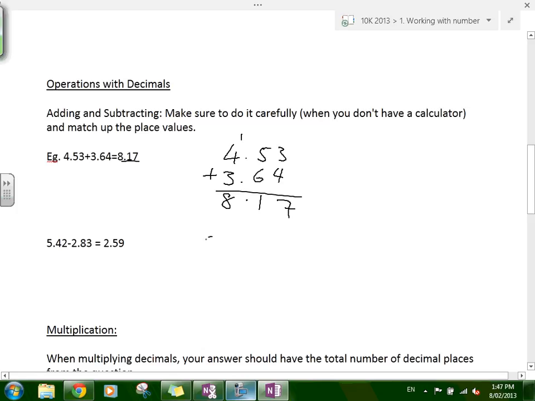So this one we do 5.42 minus 2.83. We get a little bit of work: that's 3, that goes to 12, so we get 9, goes to 4, 13, so we get 5. It's 2.59.